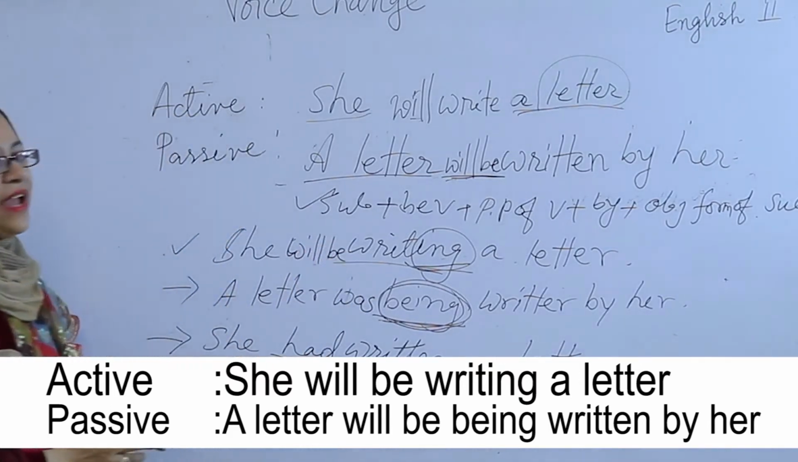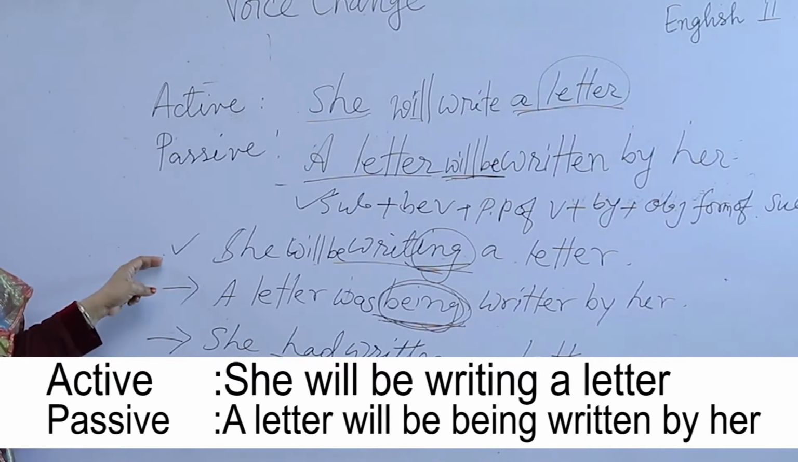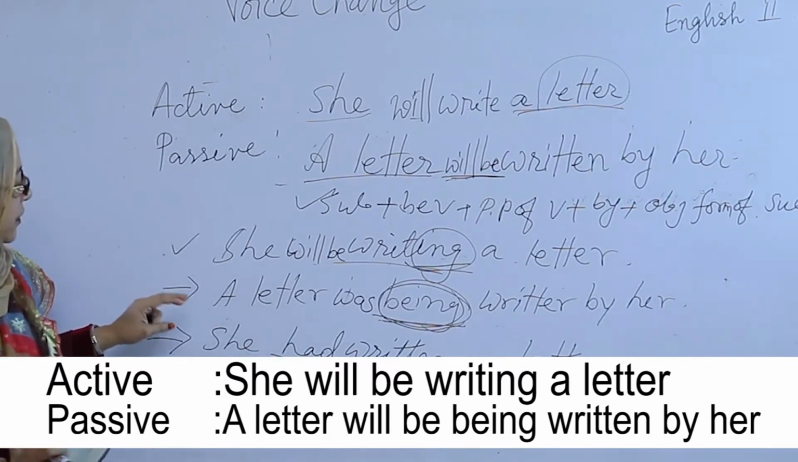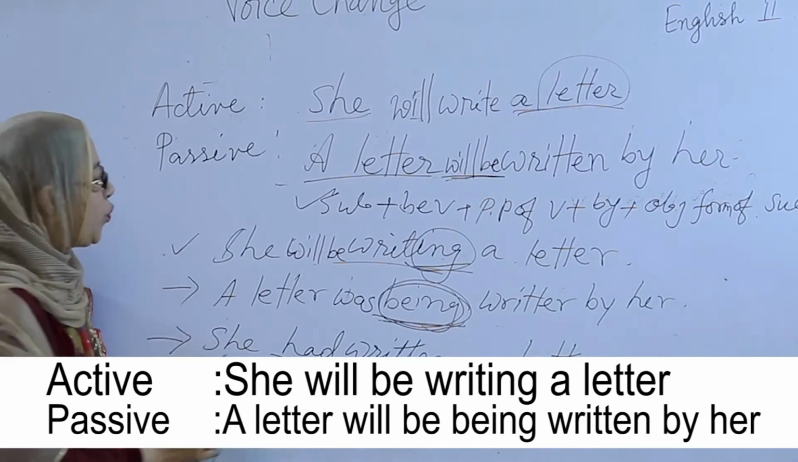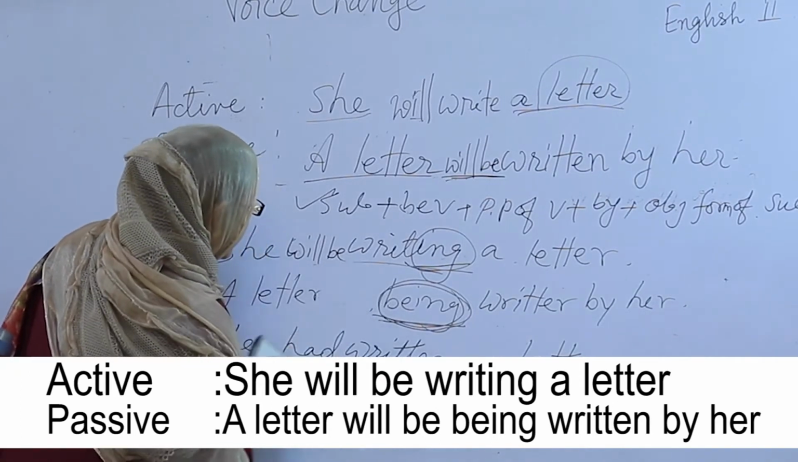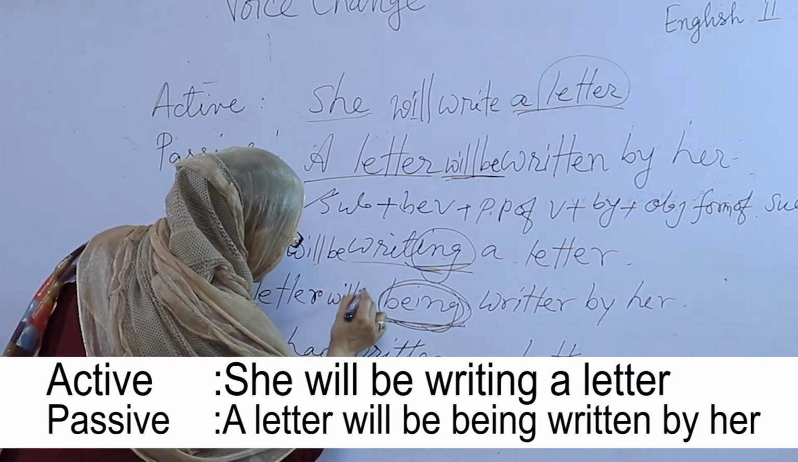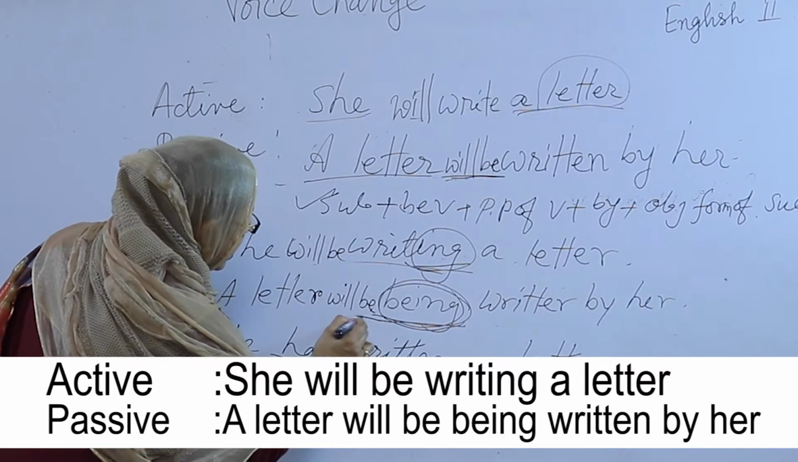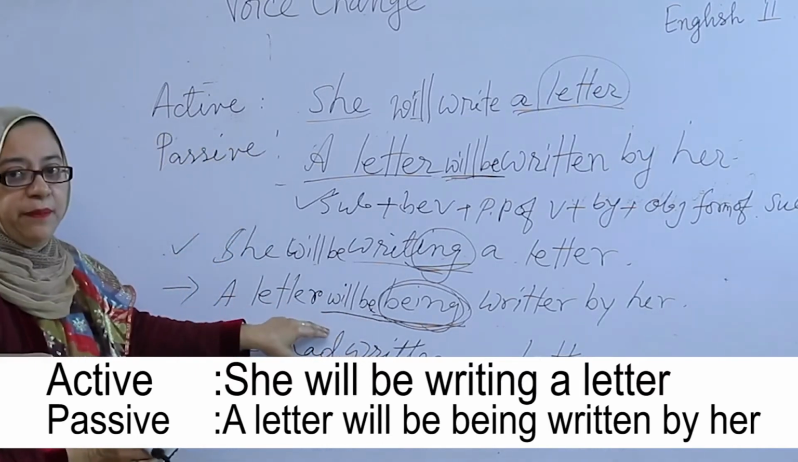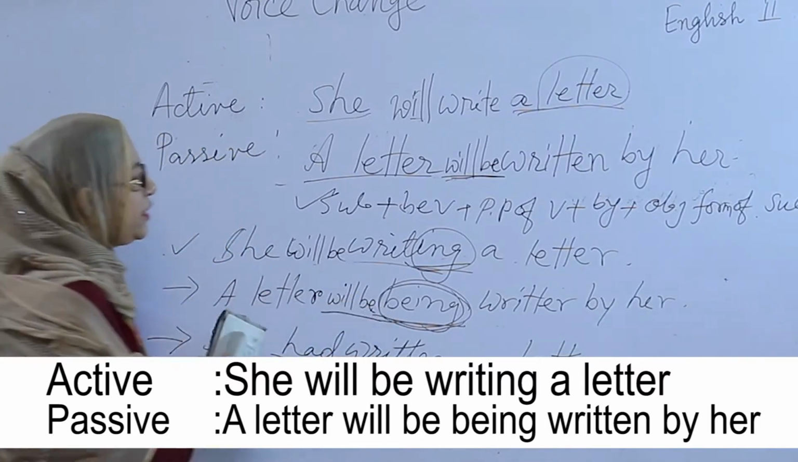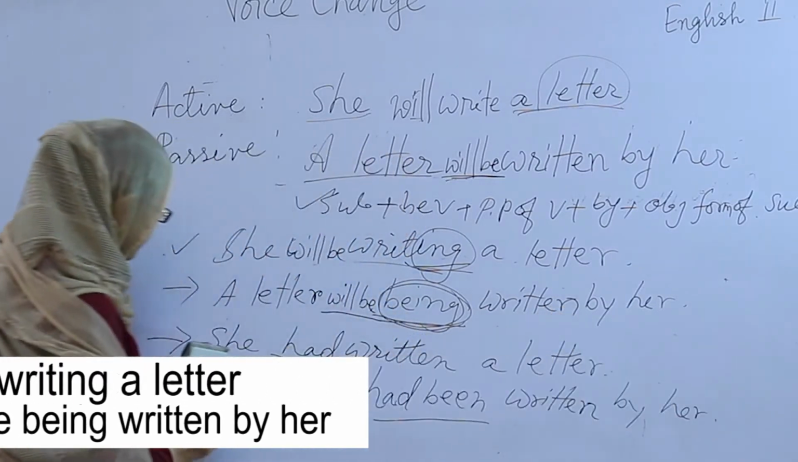She will be writing a letter. This is the future continuous form. So I turn it into passive. I use a letter will be being. Only I change here: a letter will be being written by her.